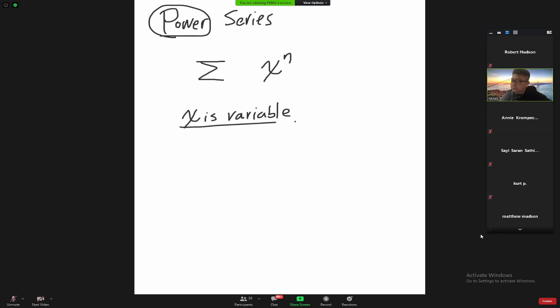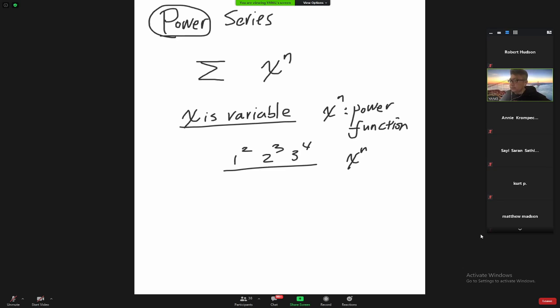That's a power function, right? x to the n is a power function. That's not a power. That's a power function. 1 to the 2, 2 to the 3, 3 to the 4, that's a power. But the power function means x to the n. It has to be an x, otherwise it cannot be called a function, right? So x to the n.